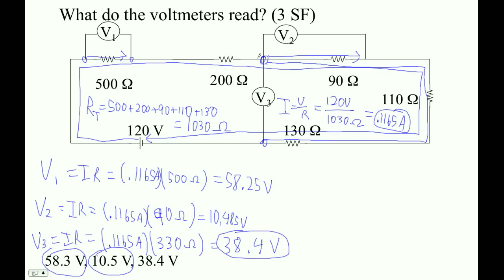Ta-da. So if it looks confusing like this, the rule is there's only one current, so start on the upstream side. Look at all the voltage that you run into from the upstream to the downstream side of the voltmeter. There you go.